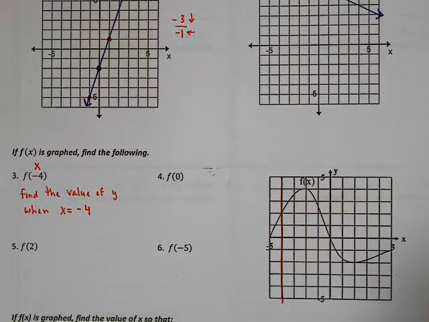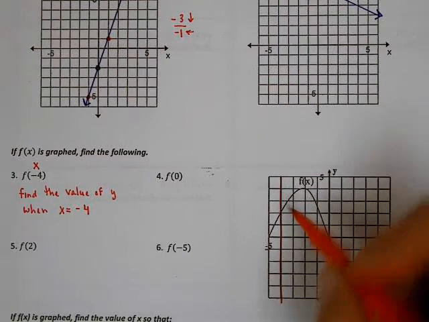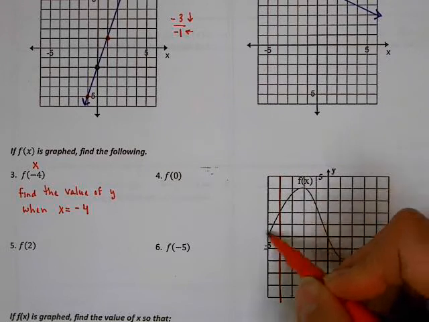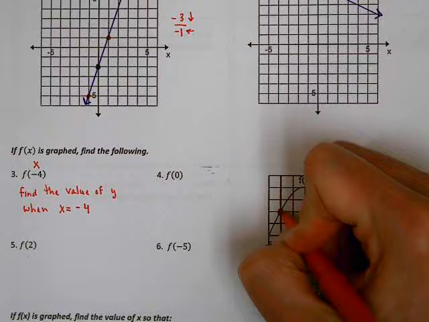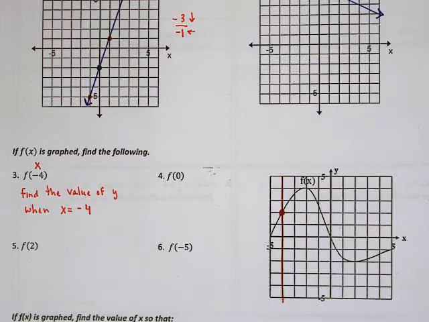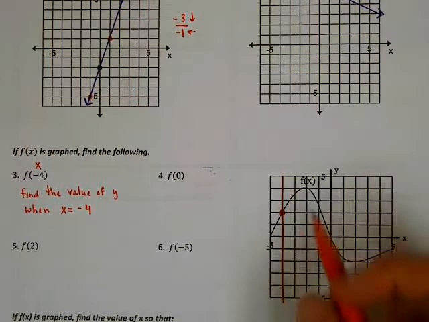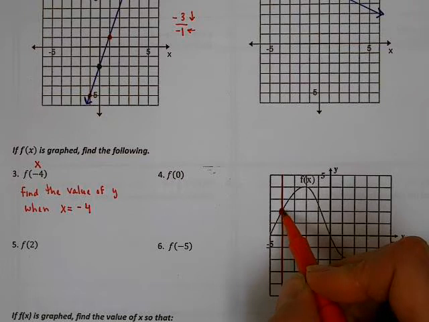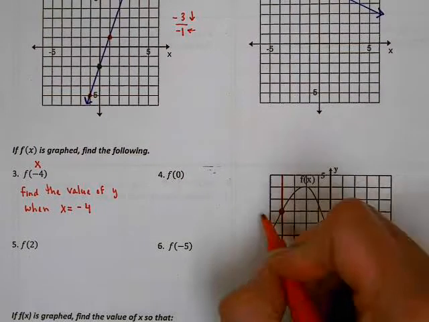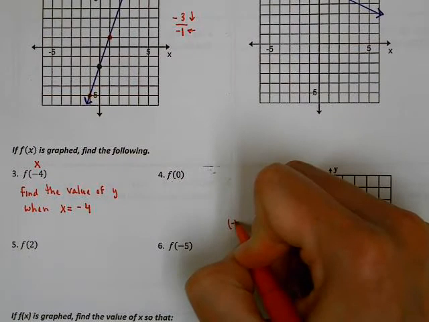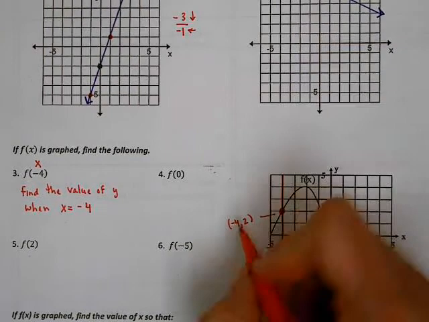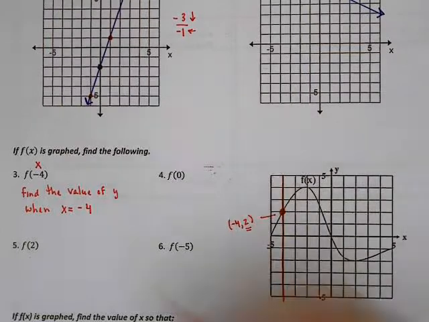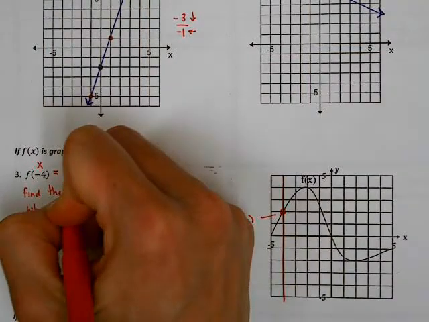My goal now is to find out where this red line intersects the graph. So where do those cross? And I notice that happens at this point right here. So now I need to essentially know the y value of this coordinate. So this coordinate, we knew the x was negative 4. If I look up, the y value of that is 2. Since I was looking for the y value, my answer to this problem is 2.